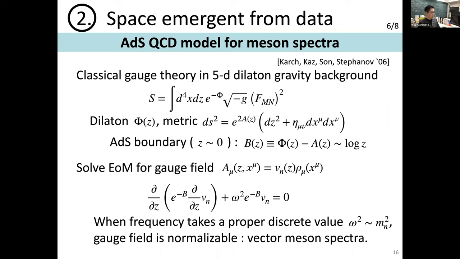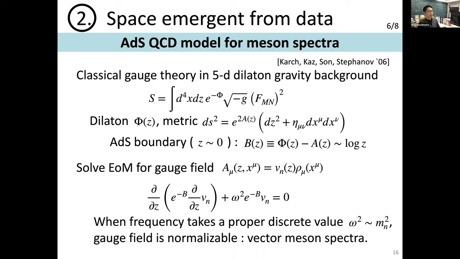So what they did is as follows. For a given metric background, for example, they use a very simple phi and A, like phi of z is just z squared and A of z is log z. That's the easiest choice. And then you solve the equation of motion for the gauge field and decompose it as a Kaluza-Klein decomposition. And then you solve the normalizable equation like this. And then you demand that this is normalizable, which means this omega squared needs to take a special discrete value, which is m squared, where m is a meson mass. So this is how the meson spectrum is calculated in this five-dimensional model.